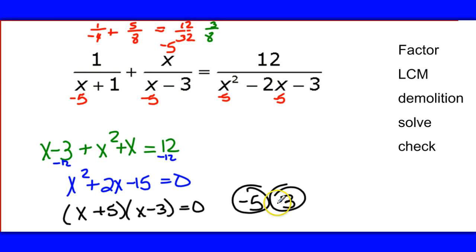So that one checks. When I go to put the 3 in here, as soon as I go to put that 3 right here, 3 minus 3 is what? 0, cannot be done, extraneous solution, and that is it.